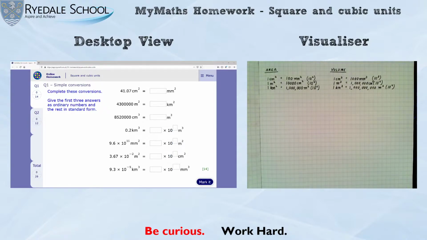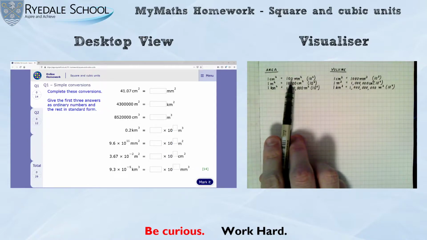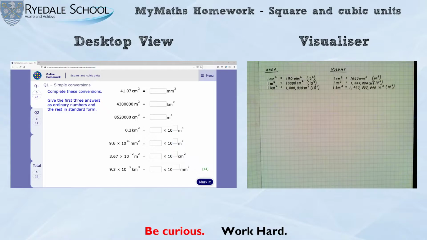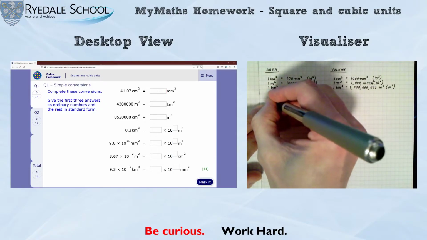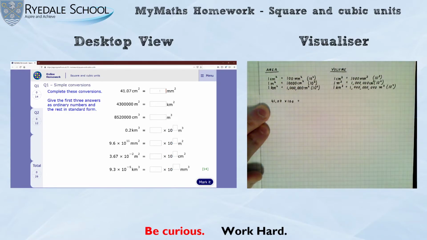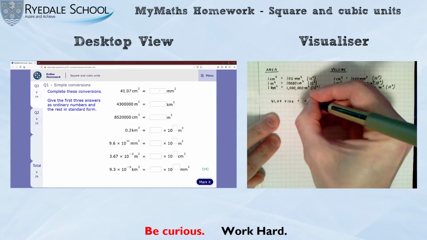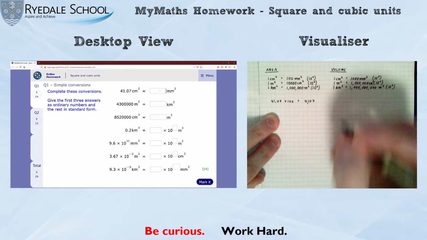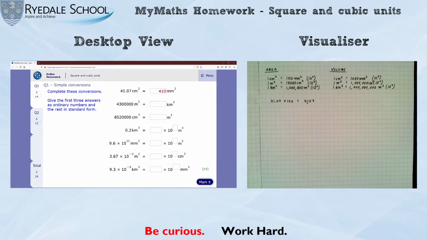The first question is asking me to turn 41.07 centimetres squared into millimetres squared. So I can see already, looking at my first fact here, that 1 centimetre square is 100. So for that question, all I need to do is times that number by 100. I'm sure it's some of these earlier ones that you were getting correct first time. So 41.07 times 100, I'm moving the digits 2 places, so that should be 4,107. So type that one in.